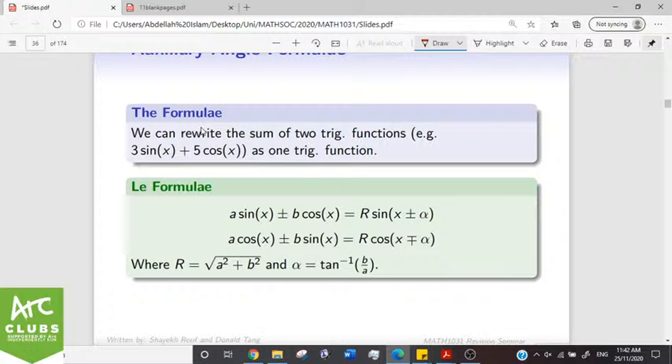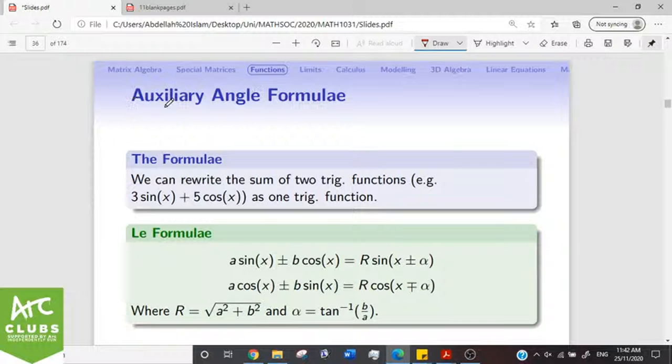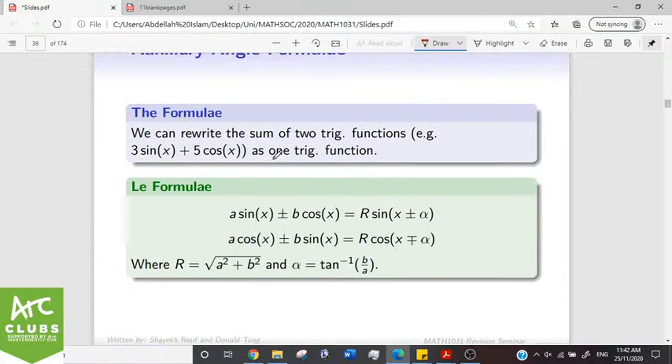Okay, so this is what we call an auxiliary angle formula. If you have some combination of trig functions like 3 sine plus 5 cos, you can actually combine them into one sine or cos function, like this. And you'd be right to guess that it comes from Pythagoras' theorem. That's why the r looks like this, and alpha looks like this.